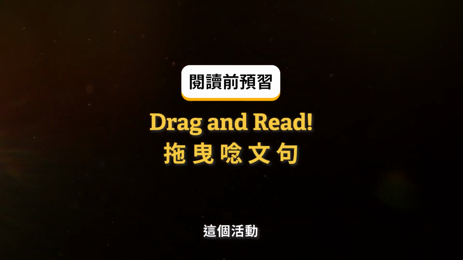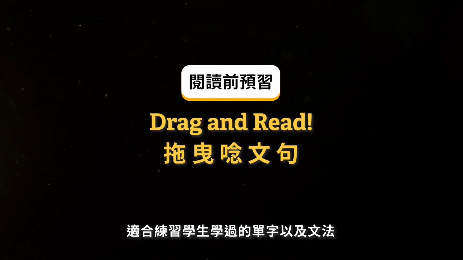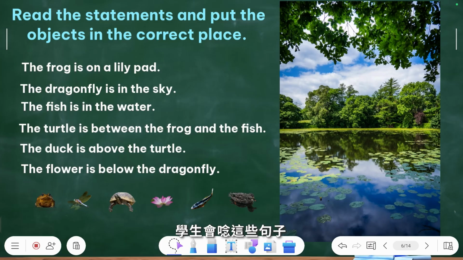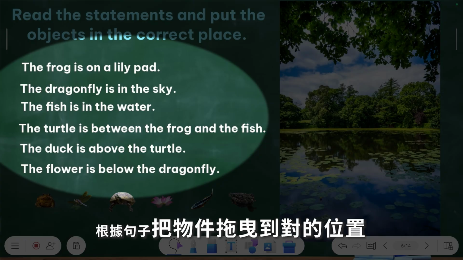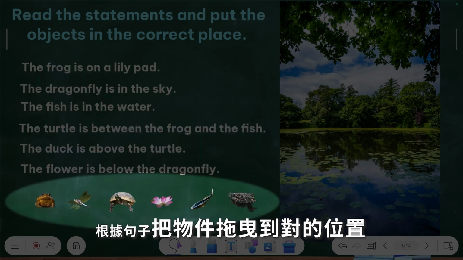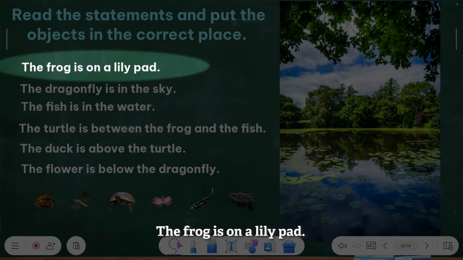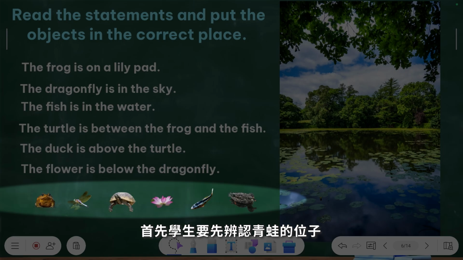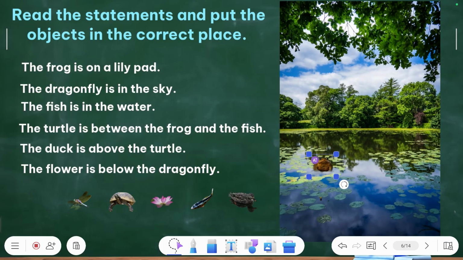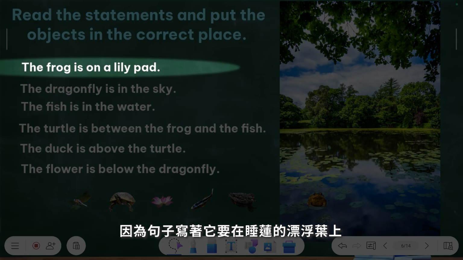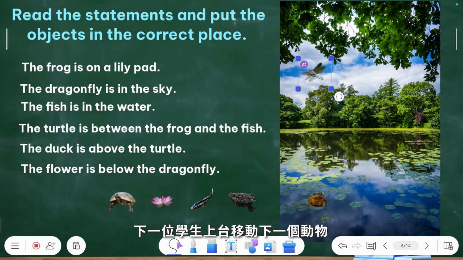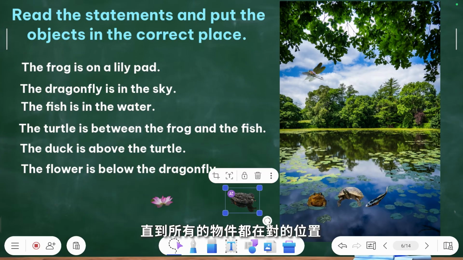This next activity is a combination of vocabulary and some of the grammar we've been practicing. What the students will be doing is they'll be reading the sentences and then actually dragging the pictures of the animals to where they need to go based on the sentence. I'd call on a student, we'd read the sentence, the frog is on a lily pad. First, they would have to identify which animal is the frog. Then they have to put it into the right place. They would put it here because it tells them it needs to go on the lily pad. Then the next student would come up and do the next sentence. And then we would repeat until all the animals are in their correct places.